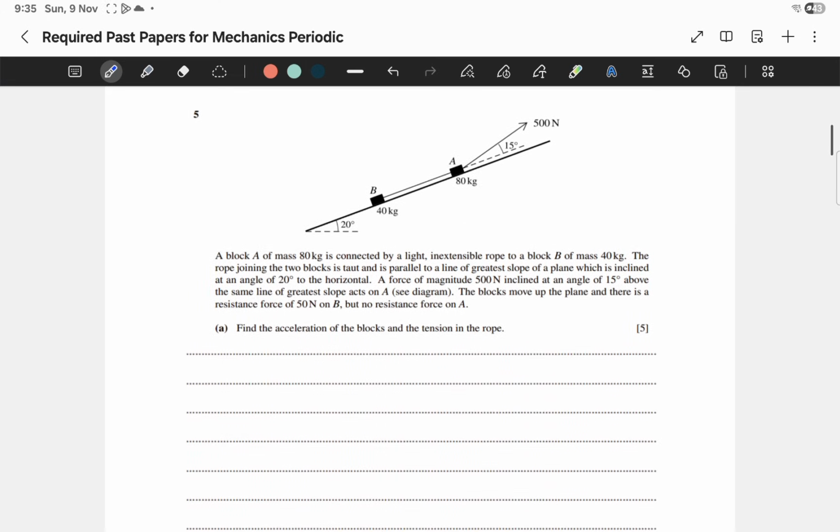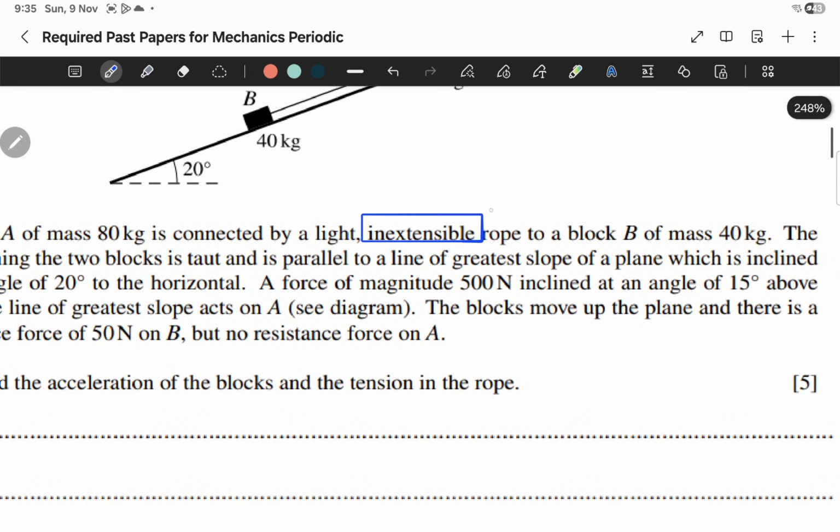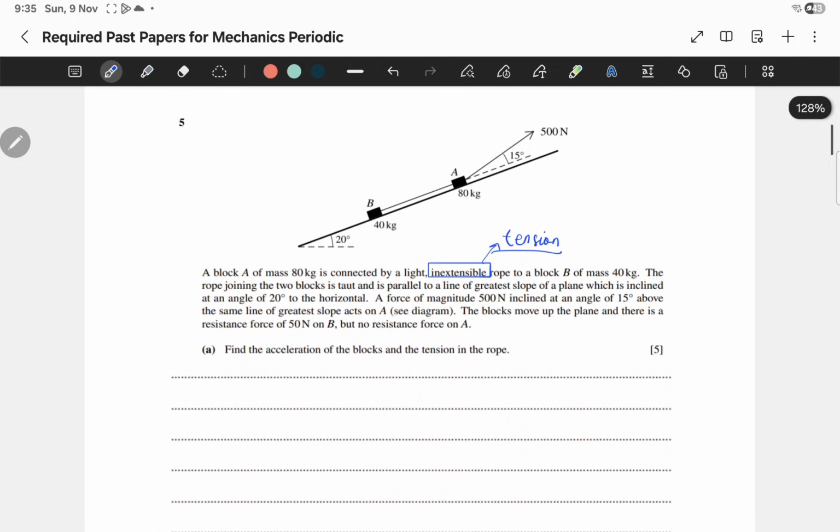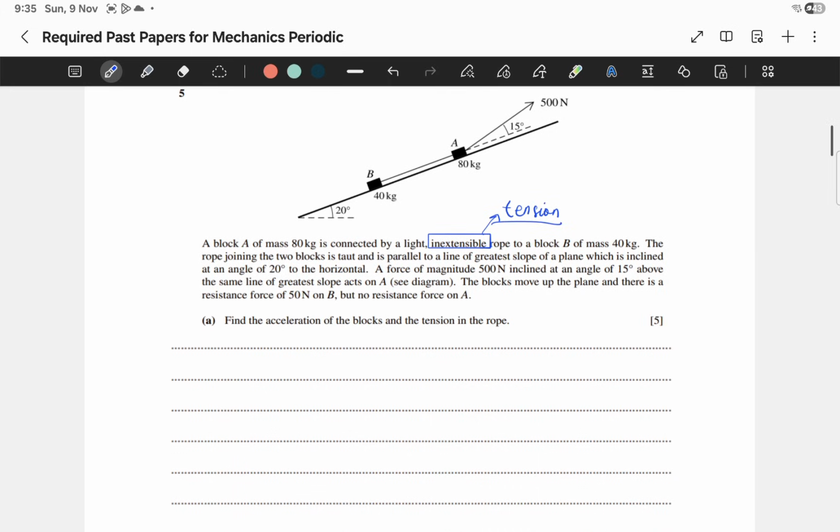A block A of mass 80 kilograms is connected by a light inextensible rope. This is very important that they tell you this. Inextensible means that there's tension, because if it's extensible, then that's a different story. But because it's inextensible, you have tension. Now, a light inextensible rope to a block B of mass 40 kilograms.